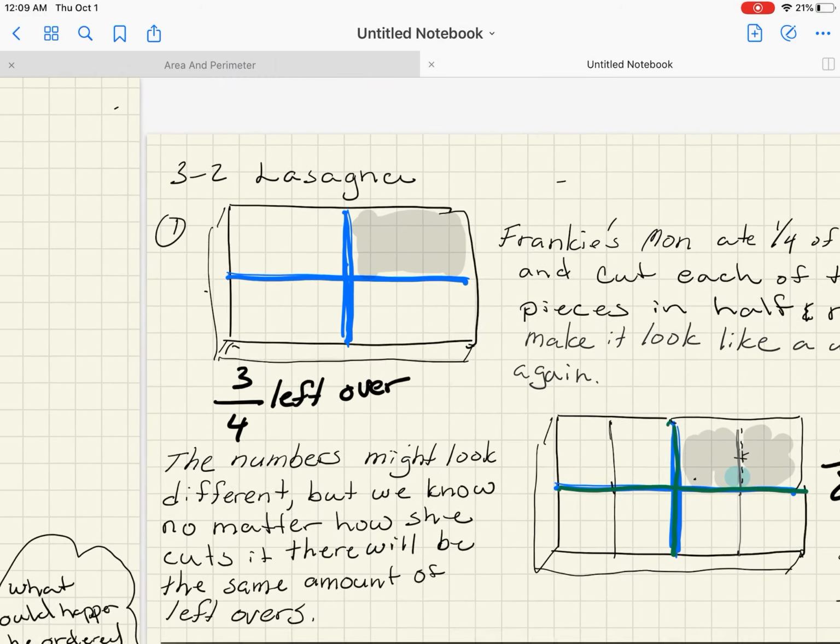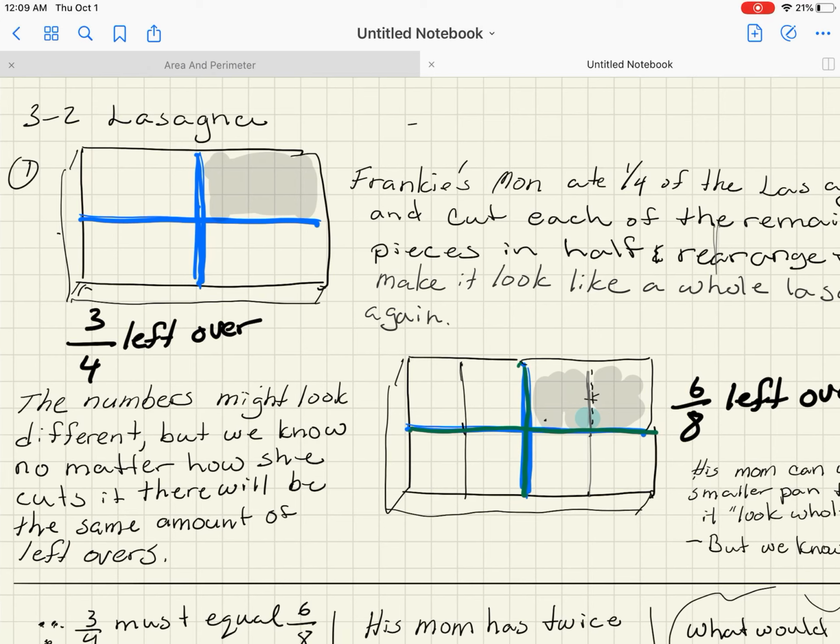The lasagna problem. The mom made the lasagna, and she cut it into fourths, and she ate 1/4 of that lasagna. And that's a lot of lasagna to eat. She ate 1/4, and she had 3/4 left over.